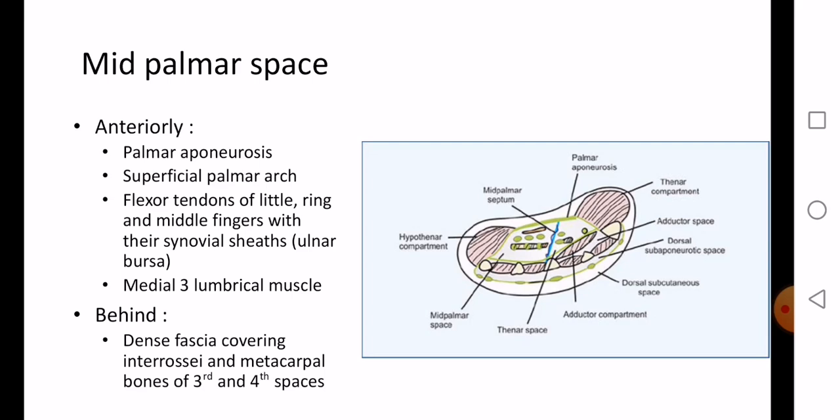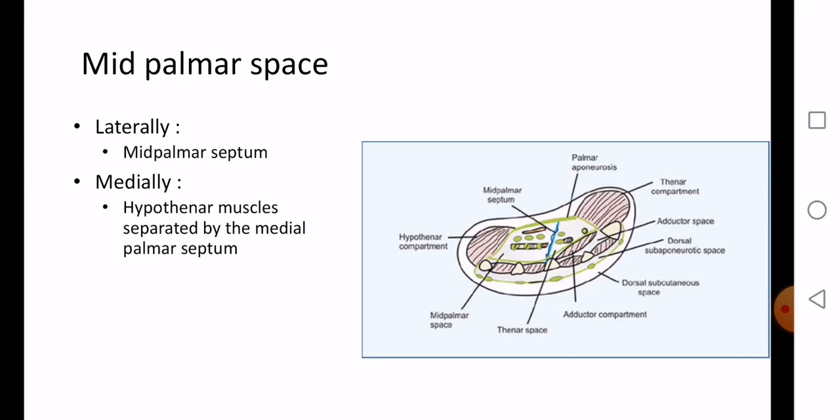So anteriorly you have the palmar aponeurosis, the superficial palmar arch, the long flexor tendons of the little, ring and the middle fingers with their synovial sheaths, and the medial 3 lumbrical muscles. Behind, what is there? The dense fascia covering the interossei and metacarpal bones of the 3rd and 4th spaces.